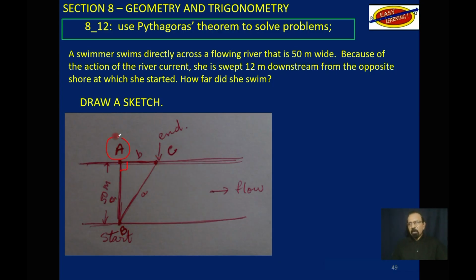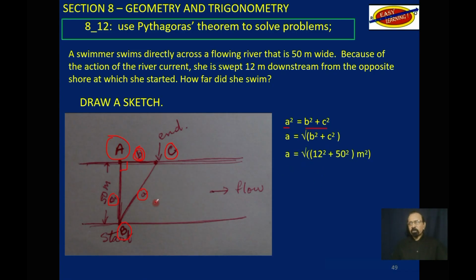So if that is A, this is lowercase a. If this is B, that is lowercase b. And since that is C, this is lowercase c. So now we are back to Pythagoras Theorem. A squared is equal to B squared plus C squared. A is therefore equal to the square root of B squared plus C squared.